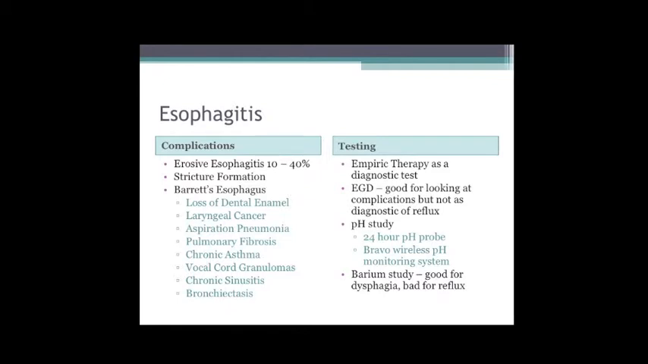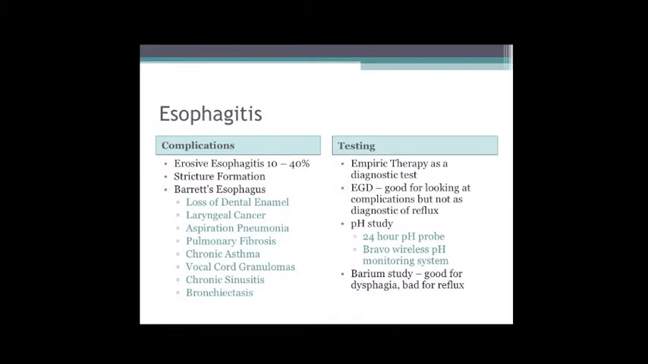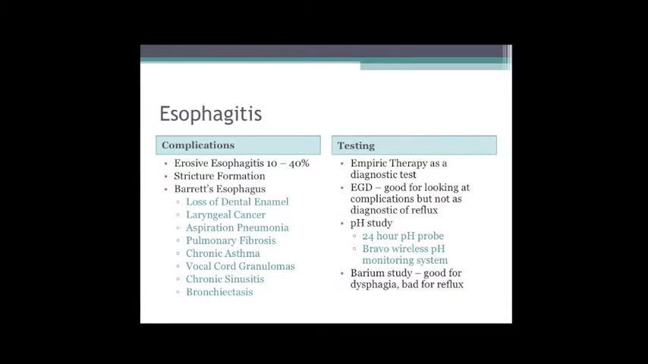Empiric therapy can be used as a diagnostic test. If you have just heartburn and you don't have dysphagia, you can just use a proton pump inhibitor as a diagnostic test and therapy. Upper endoscopy is good for looking at complications, but it's not diagnostic for reflux, because unless you have reflux esophagitis, the esophagus can look completely normal, yet the patient may have significant reflux.